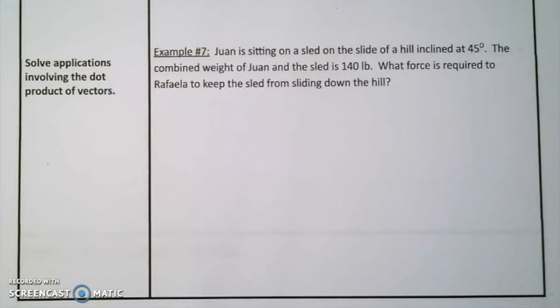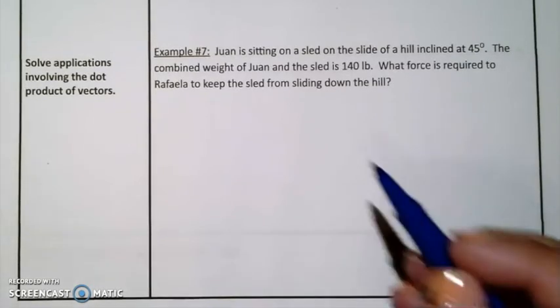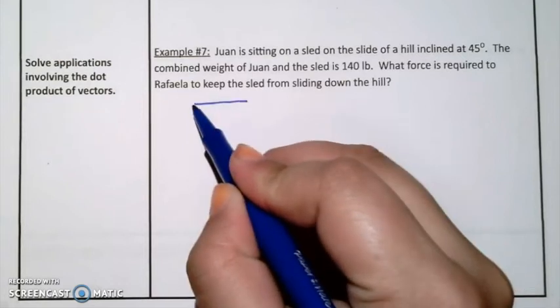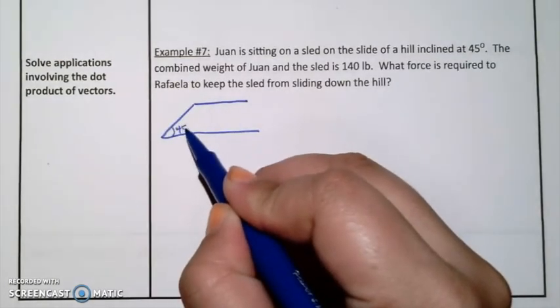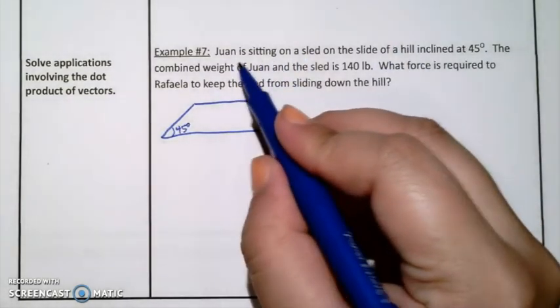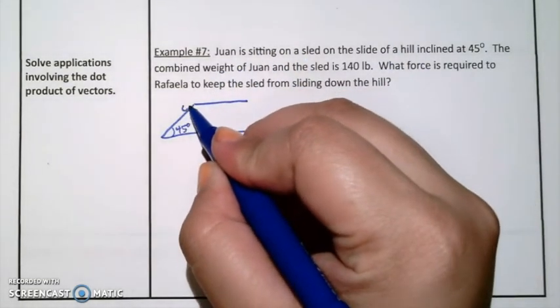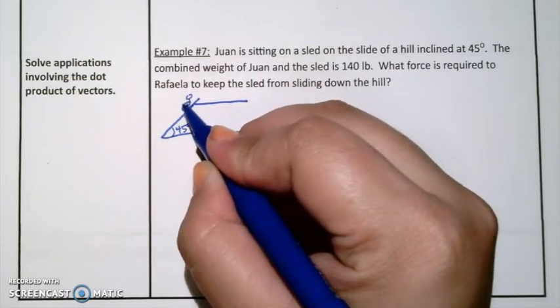Now on example 7, we're using what we know about vectors to solve kind of a physics problem. So Juan is sitting on a sled on the side of a hill inclined at 45 degrees. So it looks something like this. We have a hill inclined at 45 degrees. So this is 45 degrees. And we have Juan sitting on a sled. Excuse my drawing. Okay.